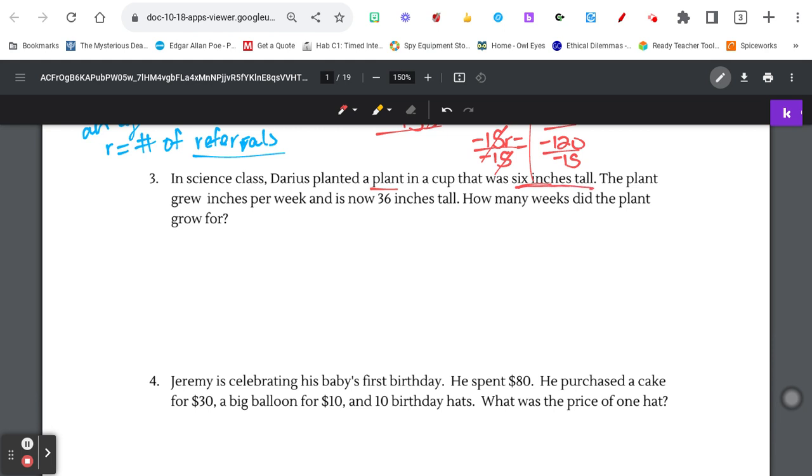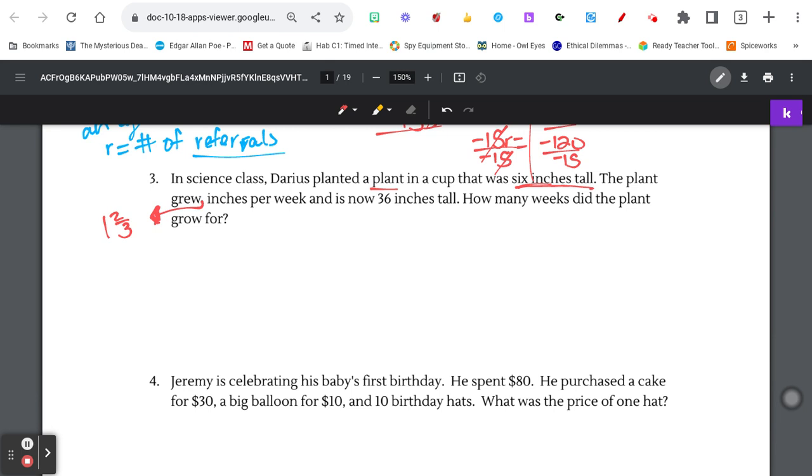All right, so it started off when he got it, it was already 6 inches tall. The plant grew in inches per week. Okay, let's see. The plant grew... I got to make up a number, so let's just say 1 2/3 inches. We're going to put a fraction in here. We'll just make up something.